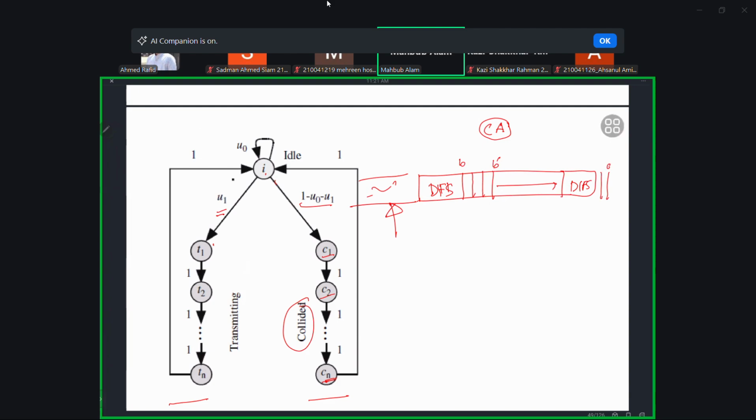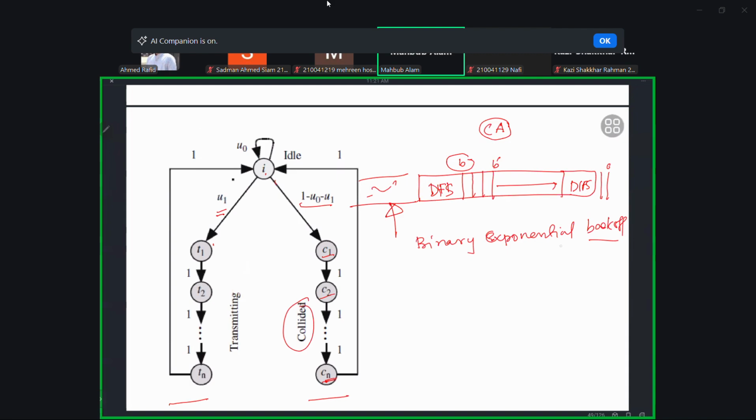So all of these things are missing. Not only that one, setting the backoff counter value is following a binary exponential backoff. Can anyone tell what this is? This further avoids collisions, especially repeated collisions.